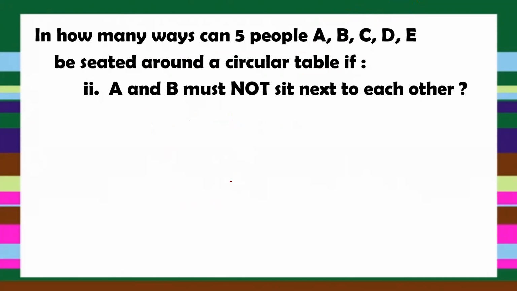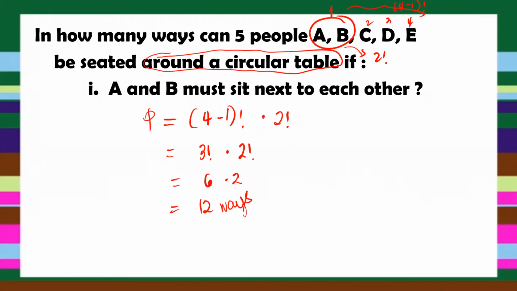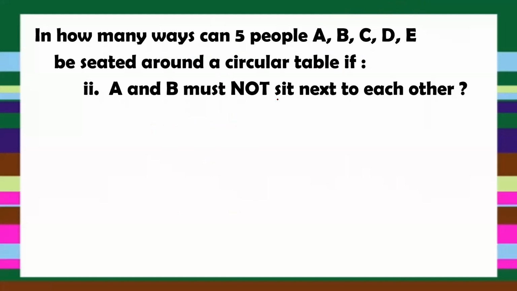Okay, next. How many ways can 5 people A, B, C, D, E be seated around a circle table if A and B must not sit next to each other? Ito naman, dahil lang sabi must sit kanina, ito, must sit together next to each other. Sa kabila naman, must not. At kapag not, may dalawang tao na hindi pwedeng magtabi.